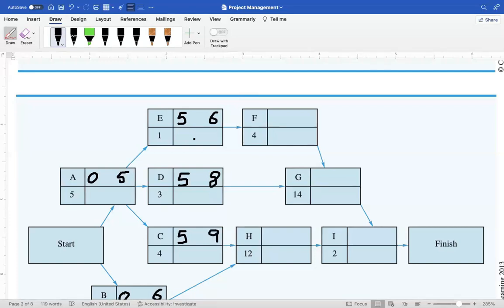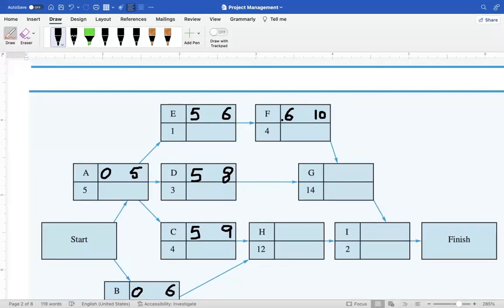Now we will repeat this pattern in the other one. Now activity F. Activity F is arising from activity E. So which means this 6 will be transferred here. 6 plus 4 is equal to 10. So 10 comes here. Activity G is coming from F and D, which means activity G can only be started once D and F are finished. Now, what should I transfer here? Should I transfer 8 or should I transfer 10? I must transfer here only 10.